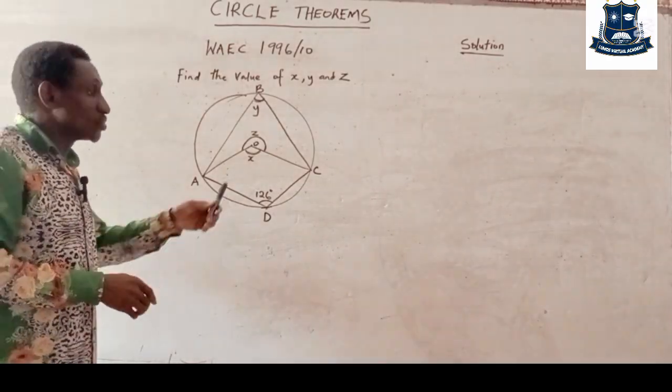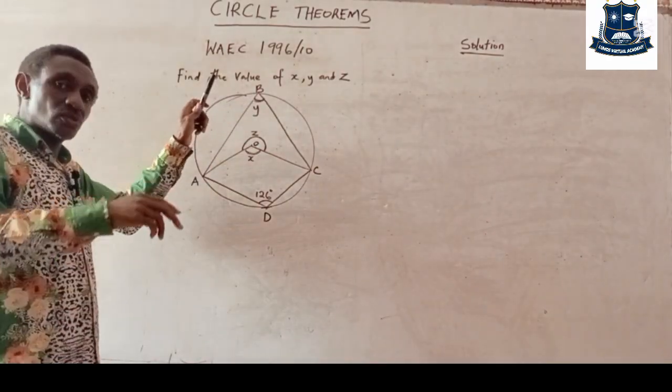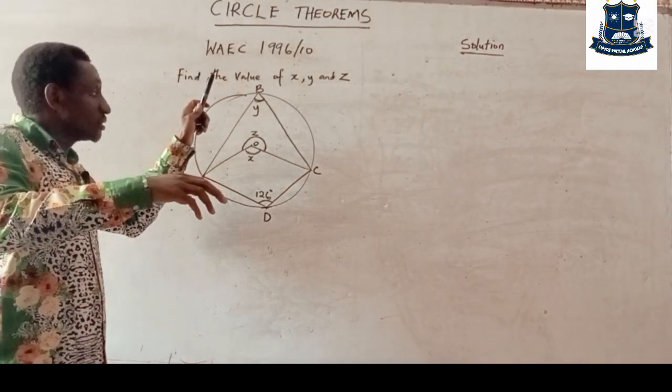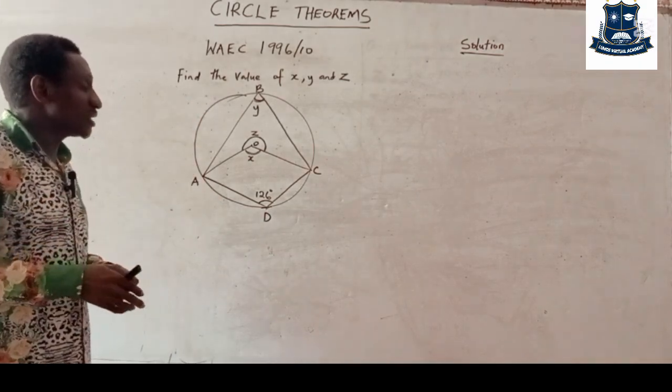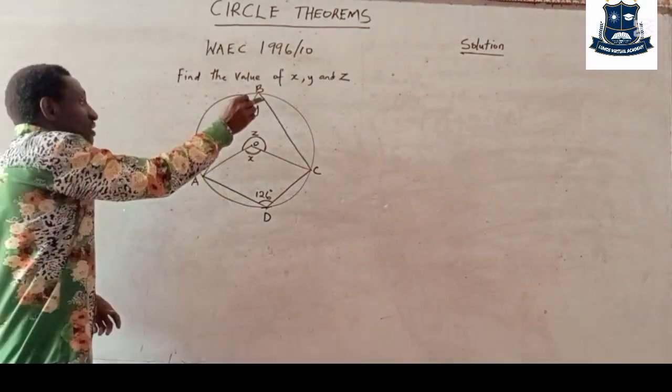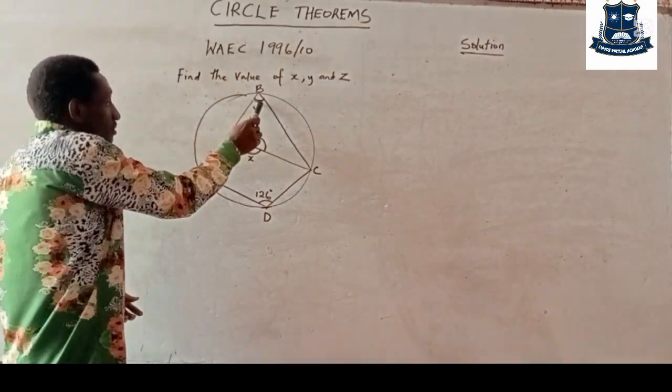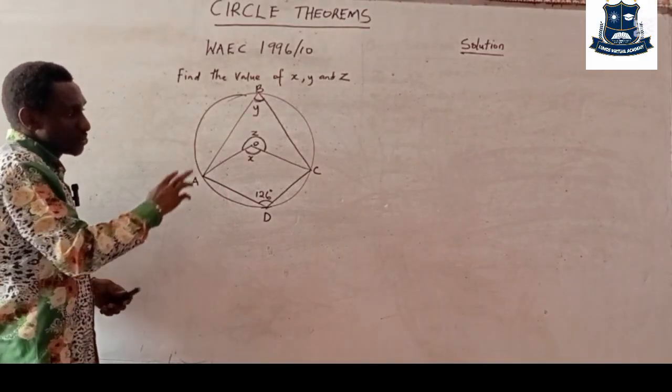Naturally, there are two ways I can solve this. I can easily get y. I can use the other law, the law that says opposite angles of a cyclic quadrilateral are supplementary. I can use that to get y, and I can actually start from there, because I hope you can see a cyclic quadrilateral there.